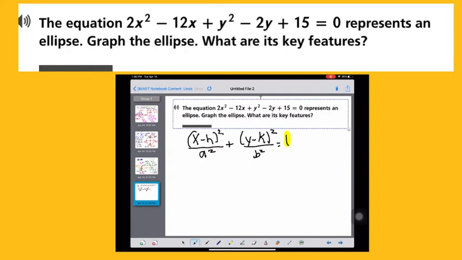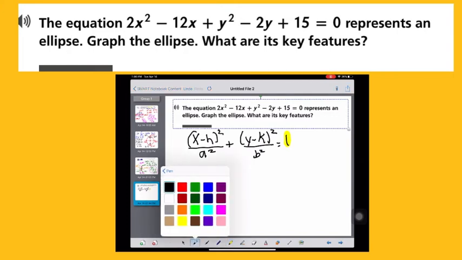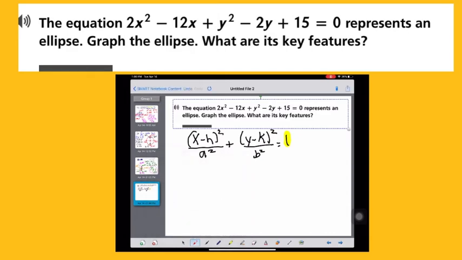We're completing the square. So we're going to take this and we're going to go ahead and complete the square for it. So that means we're going to box our x's together. So we've got 2x squared minus 12x, and we're going to put our y's together, plus y squared minus 2y, and I'm going to put the 15 on the other side.